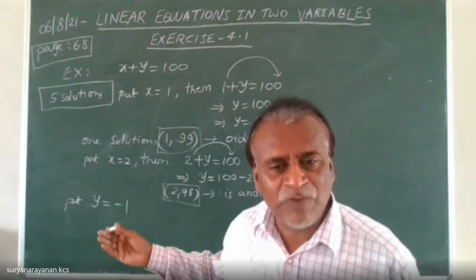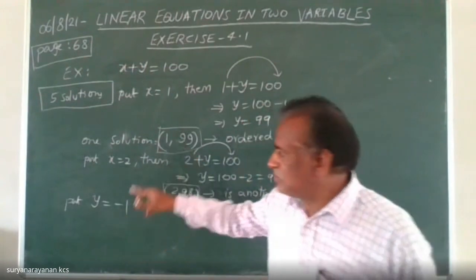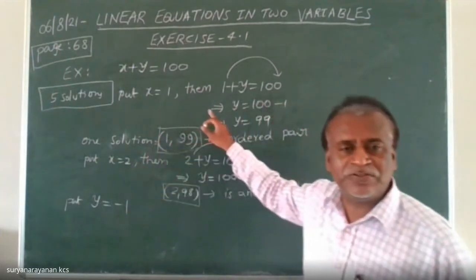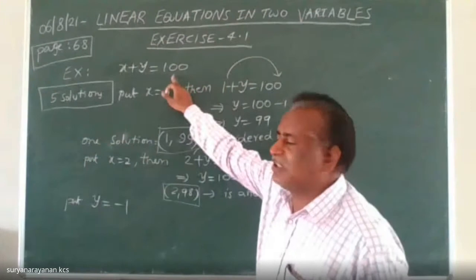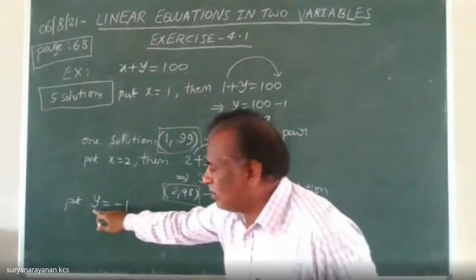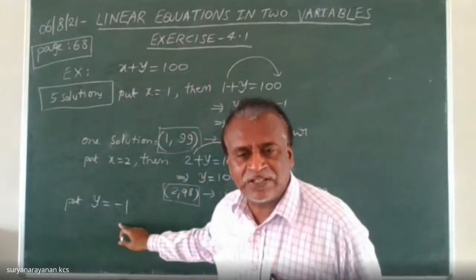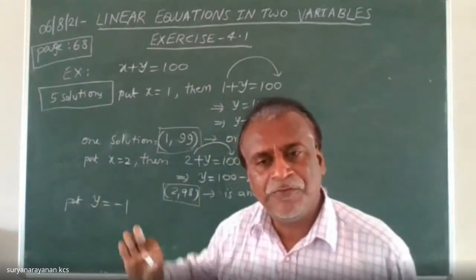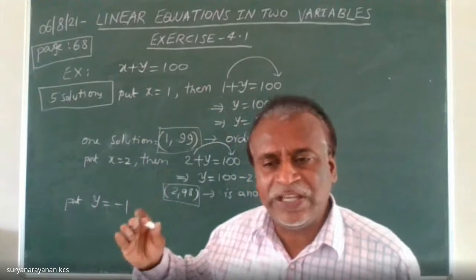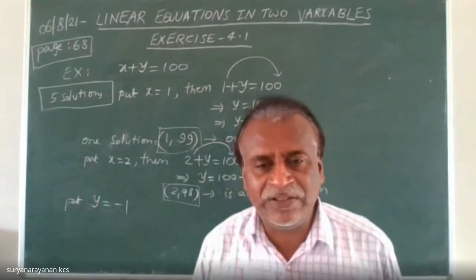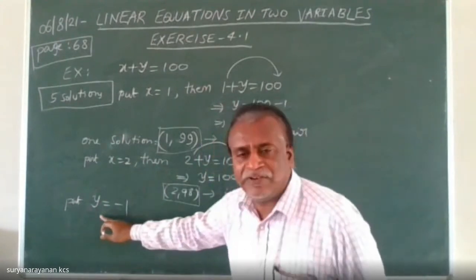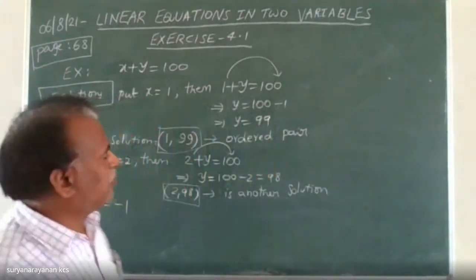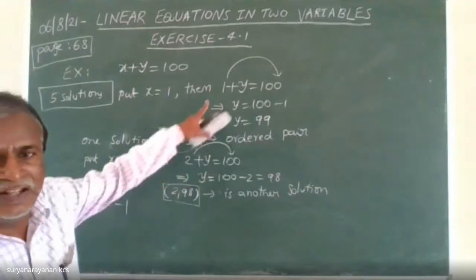After choosing some values for x or after choosing some values for y, we have to substitute those values in the given equation. Suppose I have chosen y is equal to minus 1. There is no restriction. You can choose any value for x or any value for y. Please remember this point. That is why I have taken y is equal to minus 1. Now tell me, what will you get if you put y is equal to minus 1 in this equation?